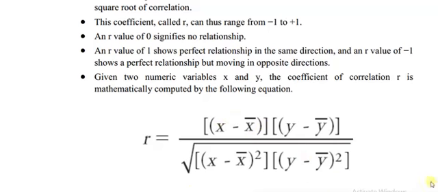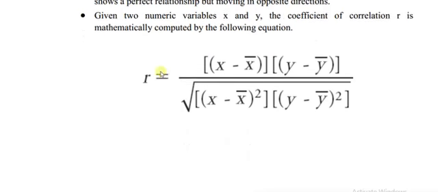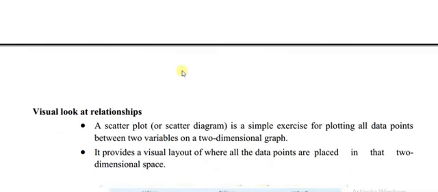So that's how we compute the value of R, that is the coefficient of correlation. Okay. So how is regression data represented? A scatter plot is a simple exercise for plotting all data points between two variables on a two-dimensional graph. Normally the data points are represented with the help of a scatter plot. It provides a visual layout of where all the data points are located in the two-dimensional space.